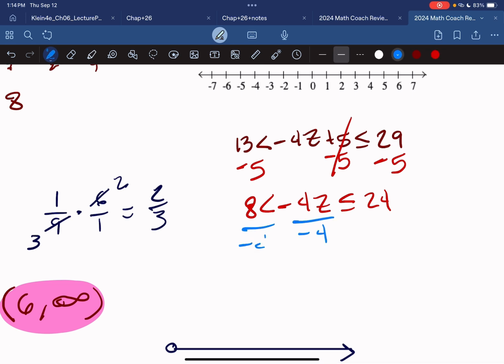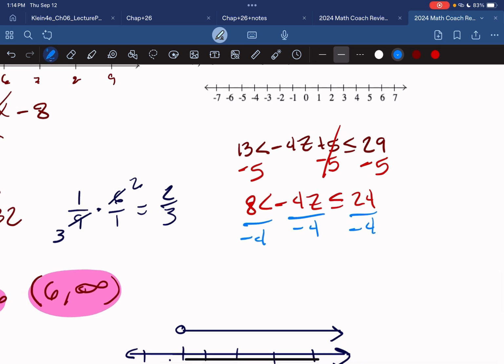And remember what I said. When you're doing an inequality, and you're dividing by a negative number, you have to flip the sign. You have to. Because it's going to go in the opposite direction now. So 8 divided by negative 4 is going to give us negative 2. Flip the sign. Negative 4 divided by negative 4, that's going to be positive 1, but in this case, it's going to be z. You flip the sign, because 24 divided by negative 4 is going to give us negative 6. And you flip the sign.